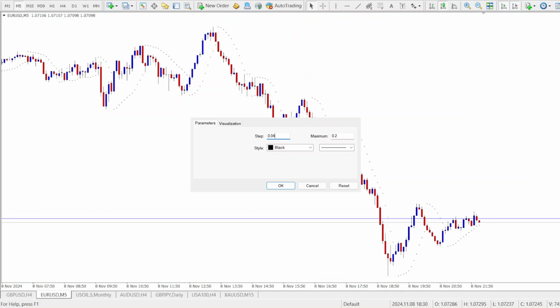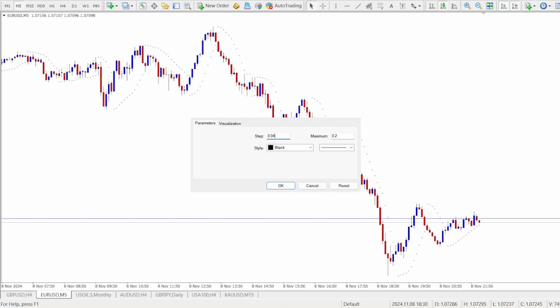Now the other setting we need to track is the maximum step value. This controls how quickly the dots will catch up to the price. A lower value will let the indicator react more smoothly, which can be beneficial if you are aiming for longer holds during the trading day. But for faster trades, increase the maximum step value to around 0.2. This will make the SAR react quicker, allowing you to spot potential reversals sooner.